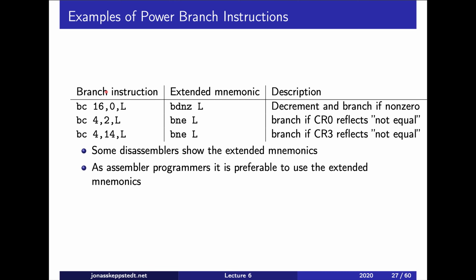And usually, when we write assembler code, we use something called an extended mnemonic. Mnemonic, that's the acronym of an instruction, the name, so to speak. But there is no special branch not equal instruction. Instead, it's a branch conditional with certain parameters.